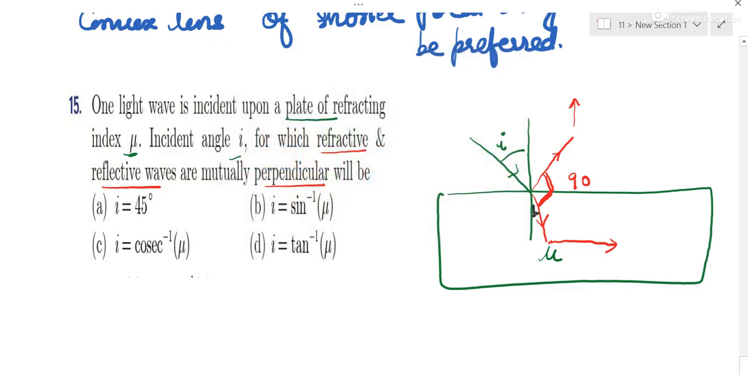This is your angle of refraction. We'll have to derive something. So all of you look here, this is i and this will be i. This is the angle of reflection.